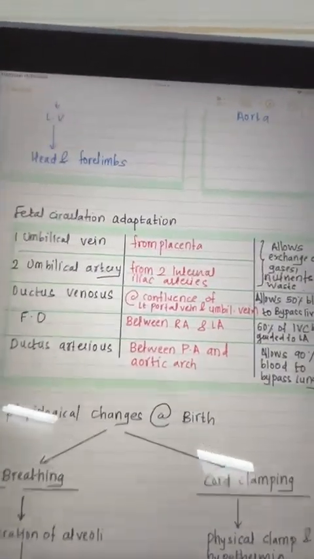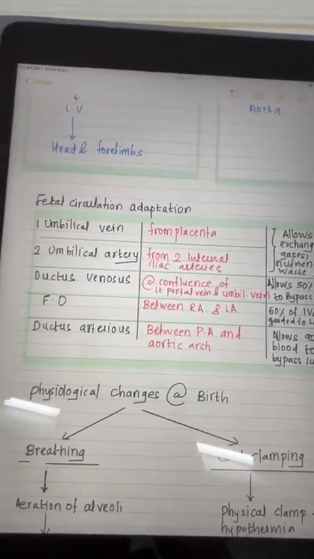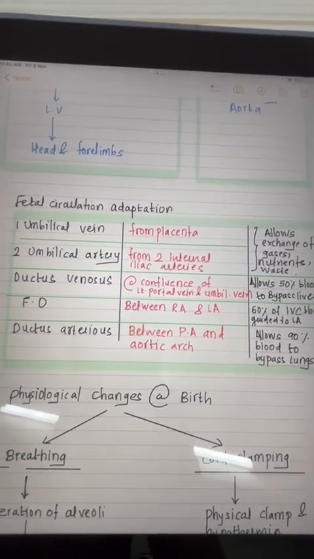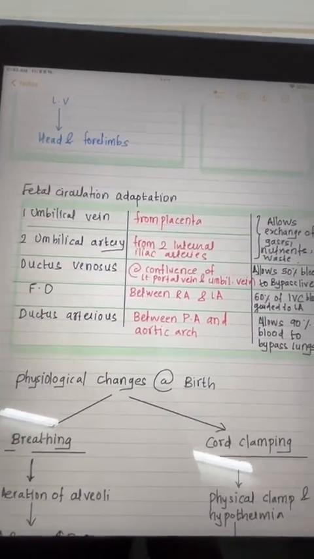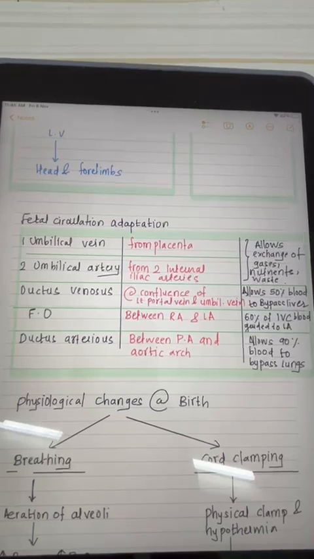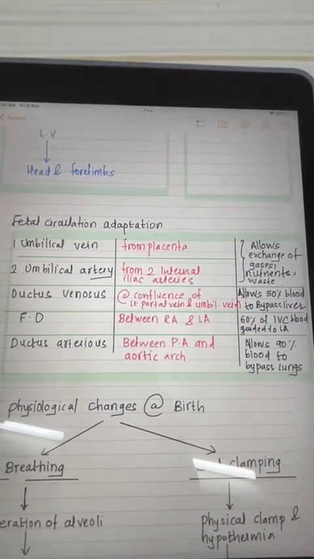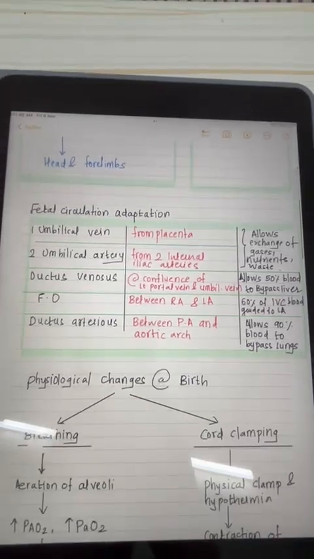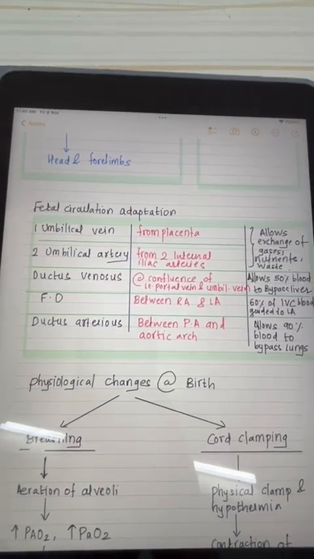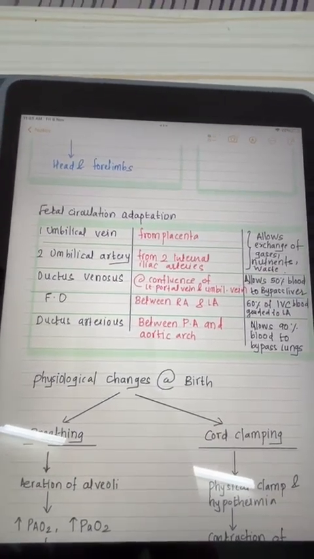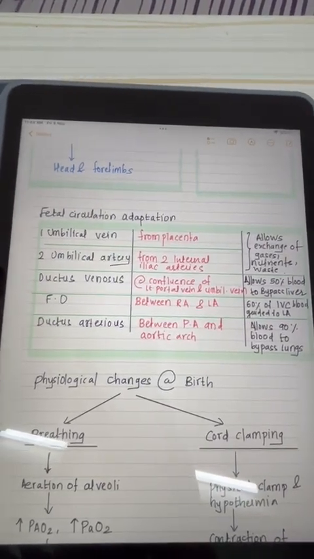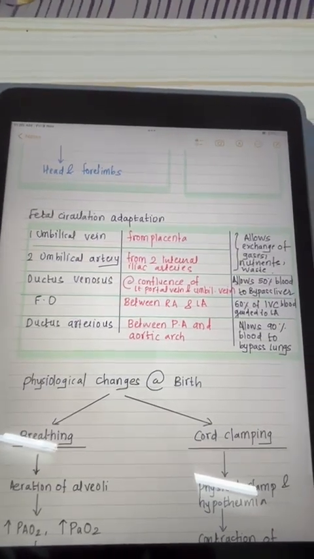So, fetal circulation adaptation: one umbilical vein which comes from the placenta, and two umbilical arteries which come from the two internal iliac arteries of the fetus. They allow gas exchange, and exchange of nutrients and waste products. Ductus venosus is at the confluence of the left portal vein and the umbilical vein. It bypasses the liver, and 50% of blood goes directly to the IVC via the ductus venosus.